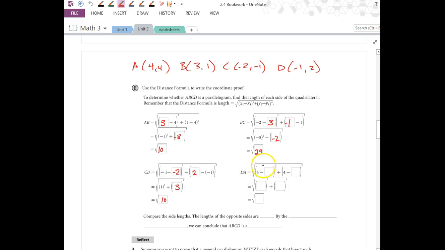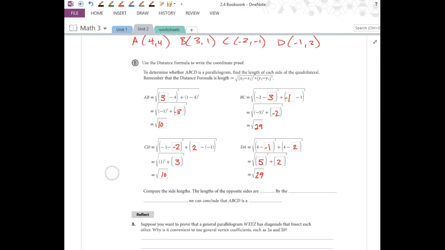Okay, going to DA, so we got 4 minus, what's the x value of D? -1. And then for the y's, yep, -2. Okay, then we gotta simplify the inside. We get 4 plus 1, and 4 minus 2. And 25 plus 4. 29. So again, another set of opposite sides that are equal.